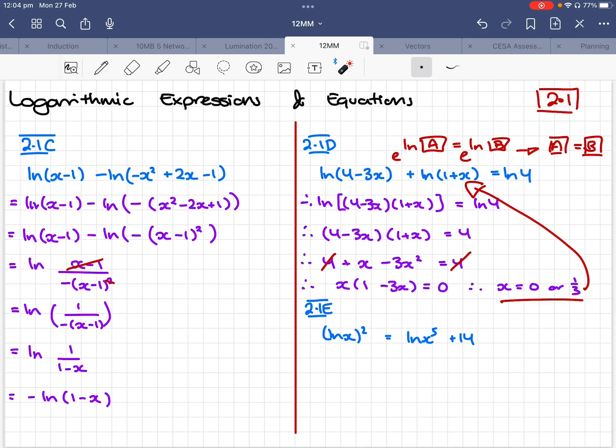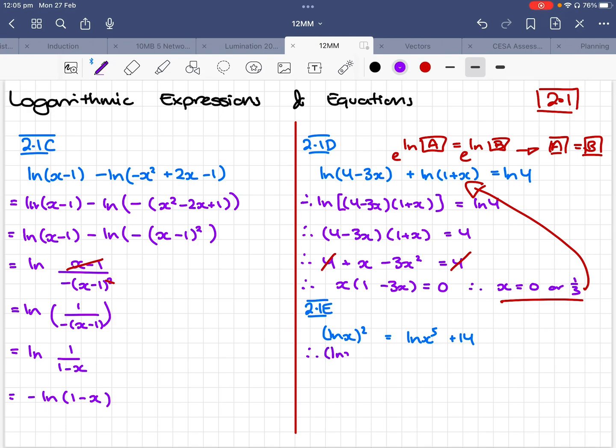Finally, we've got example 2.1e. This one looks a little bit different. What we need to do is basically play my favorite game, which is spot the quadratic. Spotting the quadratic here means recognizing that we've got something squared, we've got a multiple of the same thing, and maybe a constant. Let's do some rearranging of this equation and see what we get.